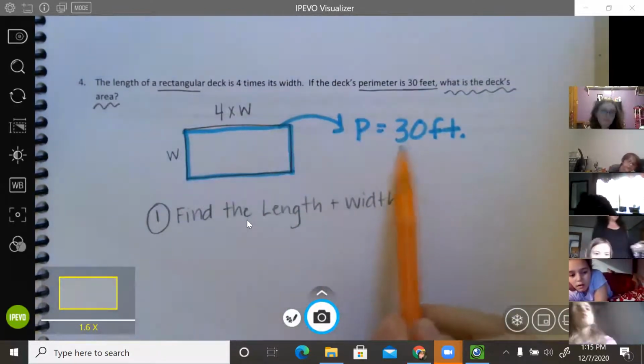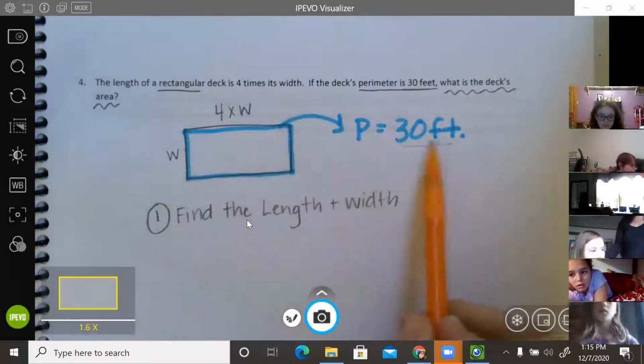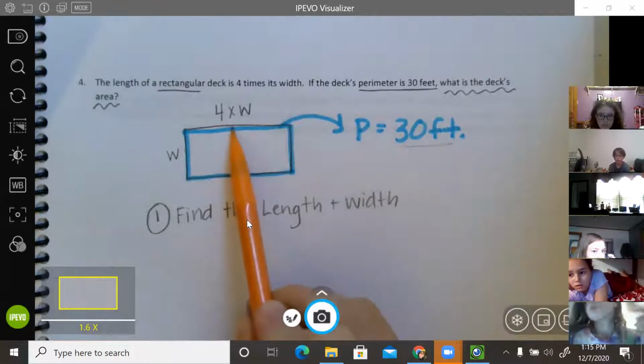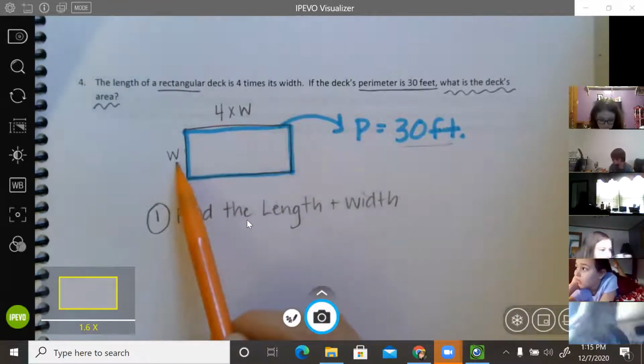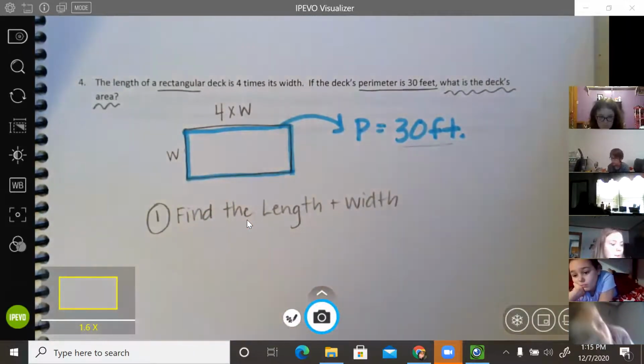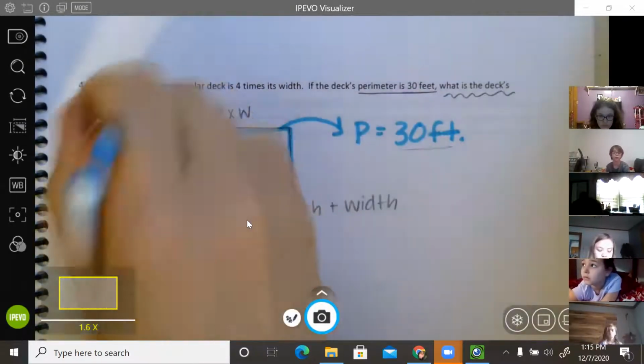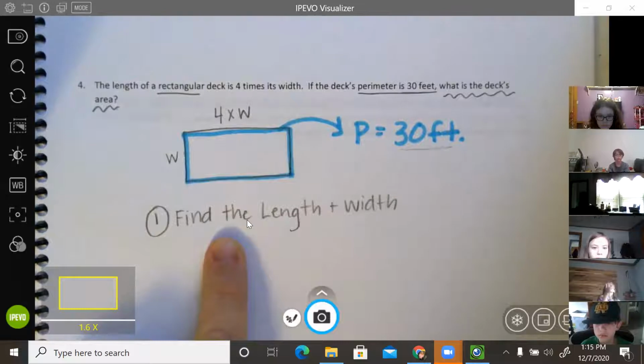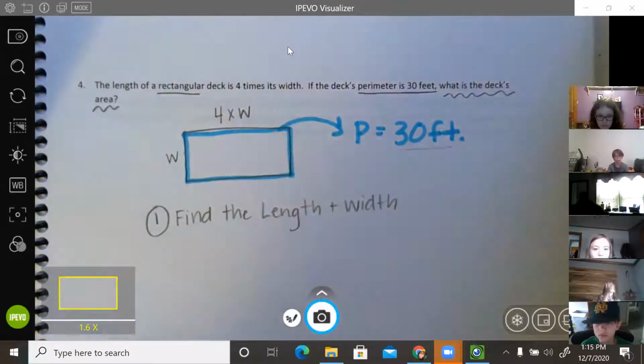You know that in the end, when you add up all these sides, your answer has to be 30 feet. You also know that this side needs to be 4 times bigger than this side. I don't want you to find the area right now. With your group, I want you to agree on a length and a width. Now I'm going to look at your faces. Do you have any questions?